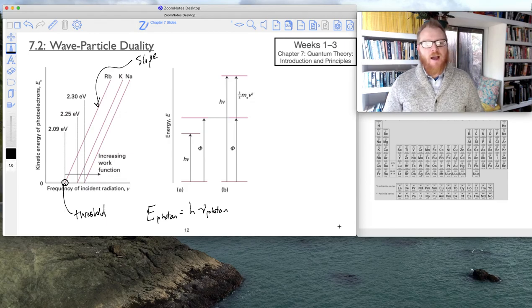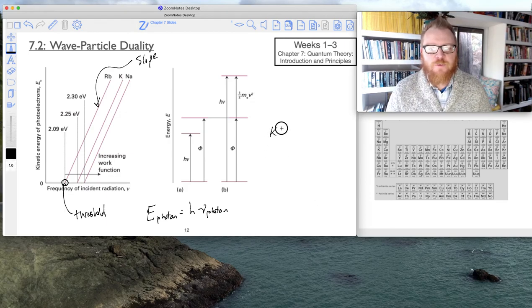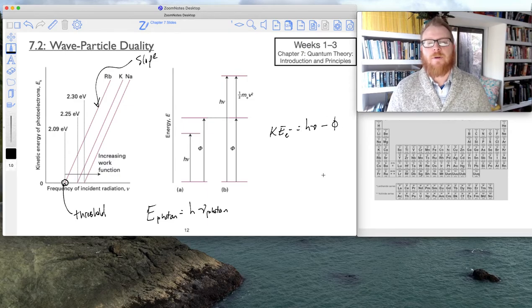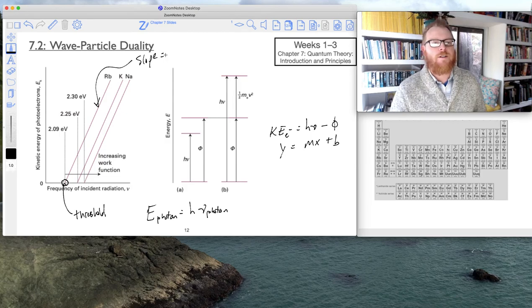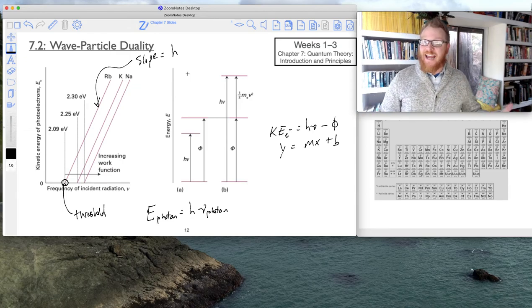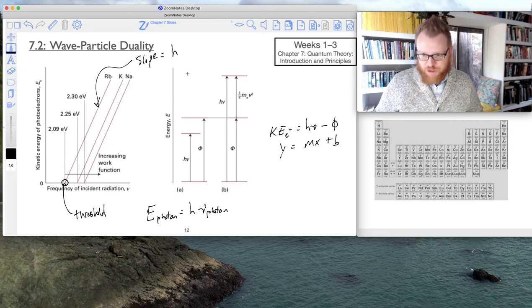Okay. And of course, I'll remind you that the photoelectric effect is kinetic energy of the electron equals h nu minus phi. Okay. So in this experiment, right, look, this is a y equals mx plus b. So the slope of this line is Planck's constant. Very cool. Slope equals h. And this is actually how, through modern experimentation, we've been able to determine the value of Planck's constant with great precision. Very cool stuff, okay?